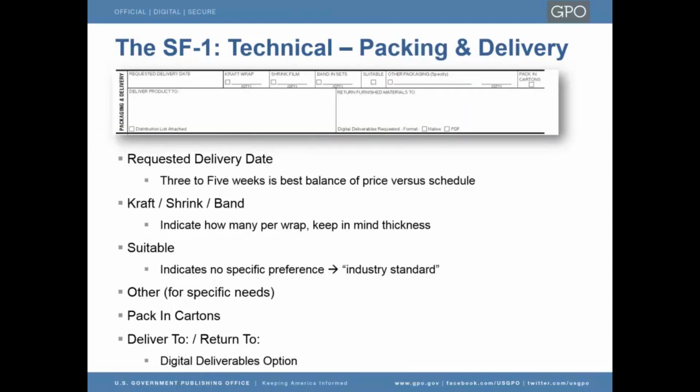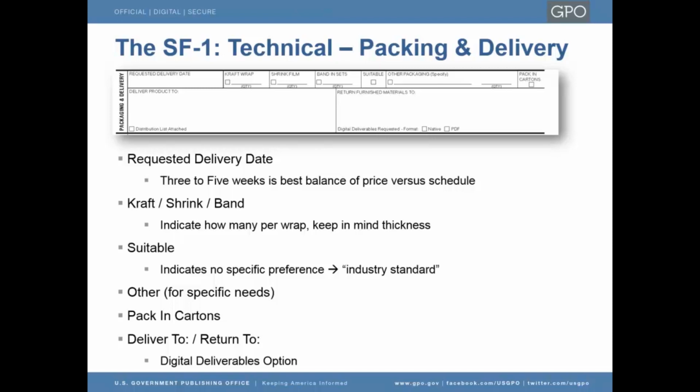Now we move to the packing and delivery requirements. In the requested delivery date field, please indicate your desired delivery date for the product. A rule of thumb for choosing a delivery date is, when possible, provide 3 to 5 weeks from the date of sending your order to GPO. This date range provides the best balance between price and performance for your work.